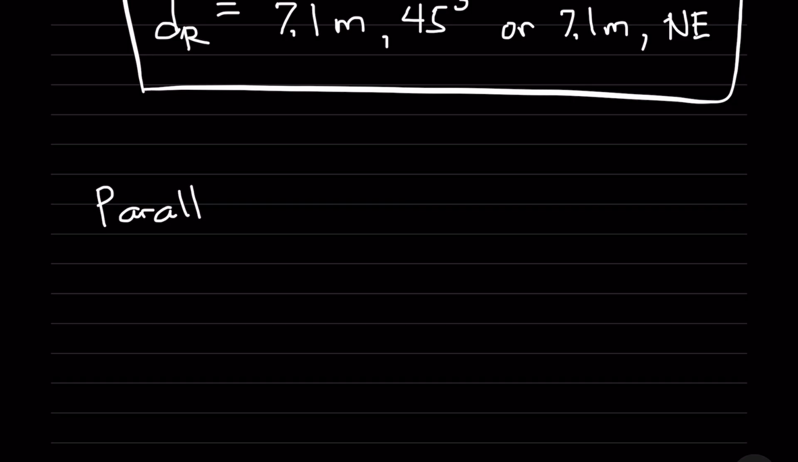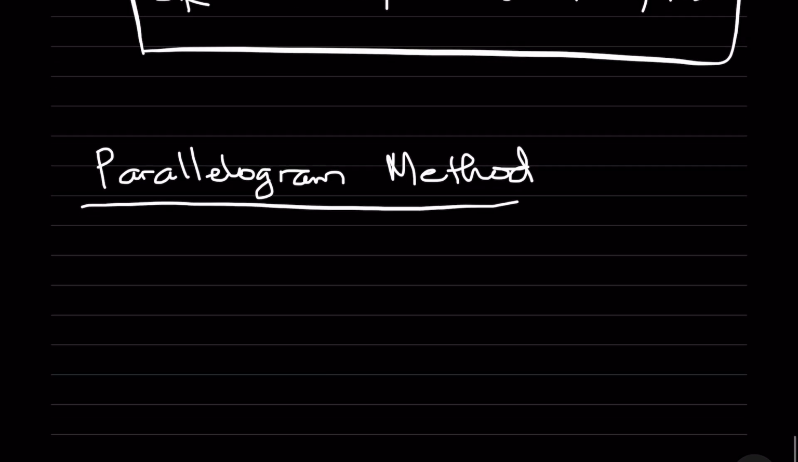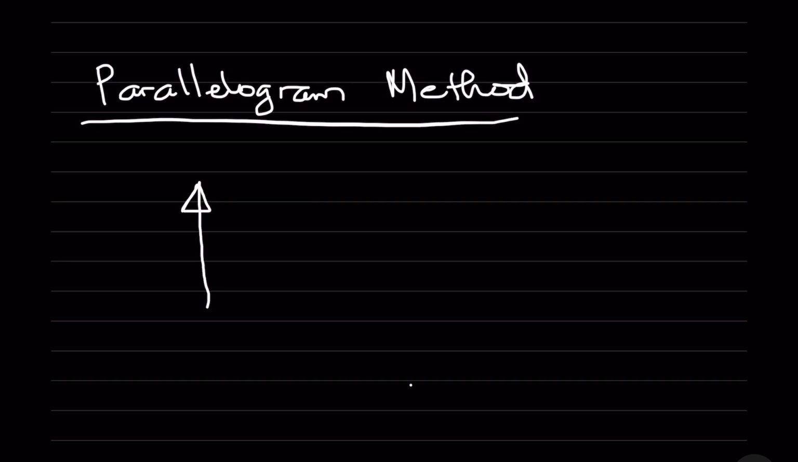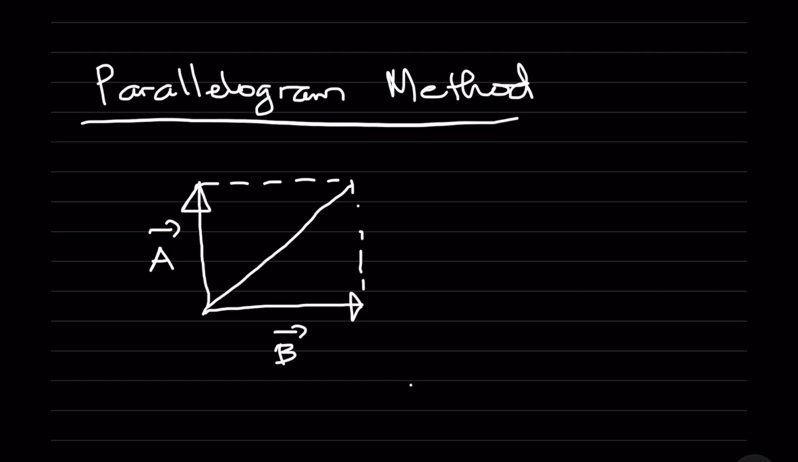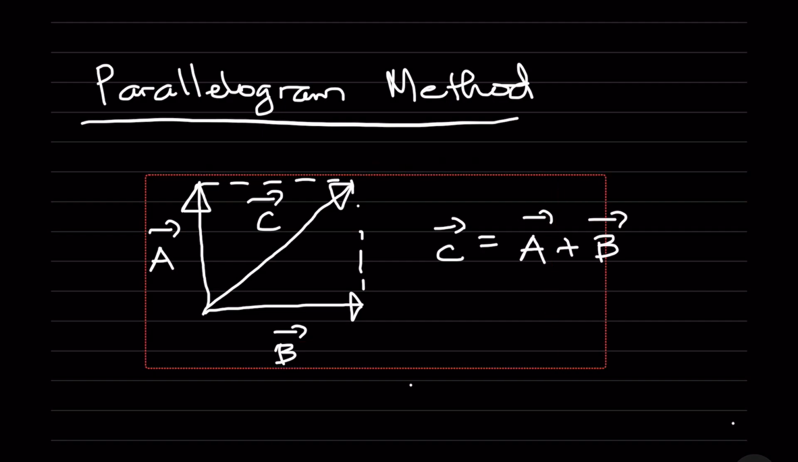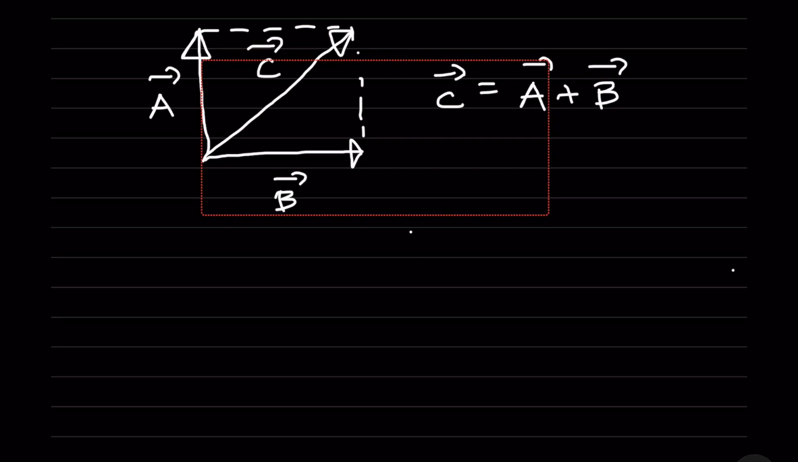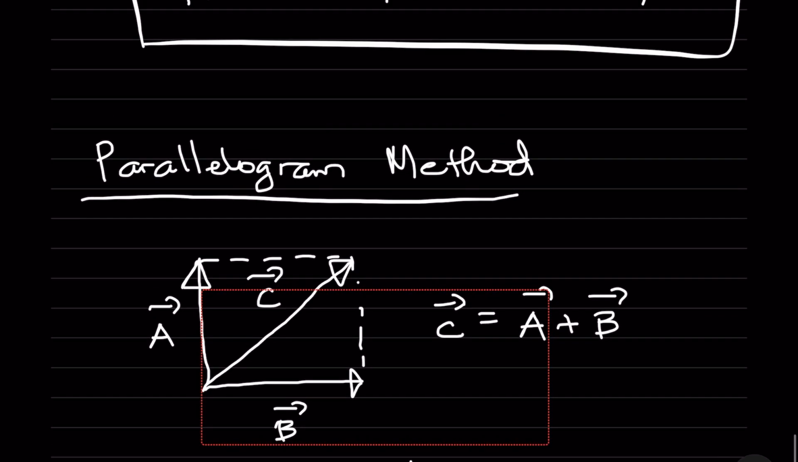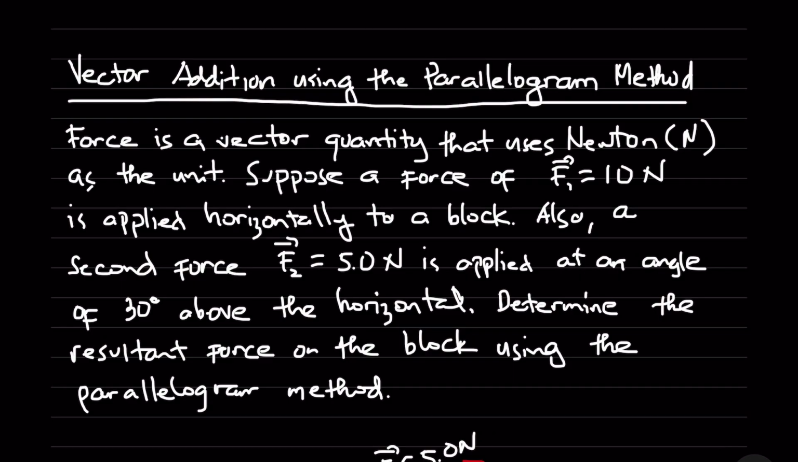The next method is called the parallelogram method. From the name of the method, what you do is you construct a parallelogram. So suppose you add two vectors, A and B. What you do is you write dash lines that are parallel to the two vectors. The resultant vector here is denoted by symbol C. Take note that you connected the tails of the two vectors. That is why this method is also known as the tail-to-tail method.